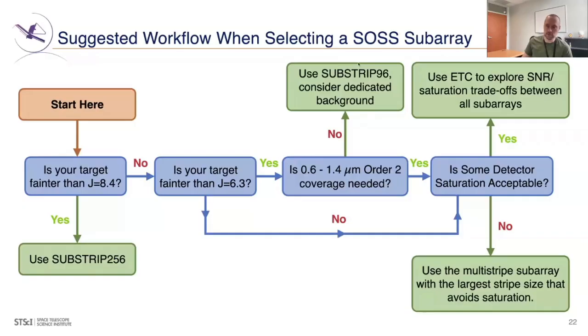That's going to give you better signal to noise than any of the multi-stripe subarrays will give you. If your answer is either yes, you want that wavelength coverage, or no, your target is not fainter than J equals 6.3, you need to ask yourself if you care about this detector saturation. If you do, then you can play around with the ETC to explore these SNR saturation trade-offs for the multi-stripe subarrays. And if your answer is no, then you want to be using the multi-stripe subarray with the largest stripe size that avoids saturation. That's always going to give you the best signal to noise.